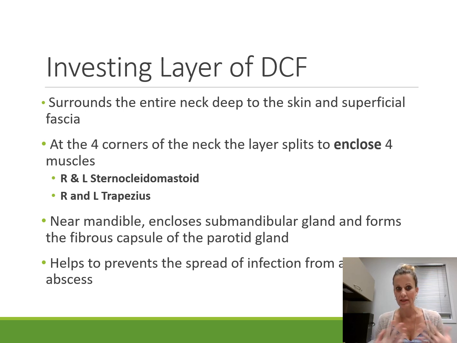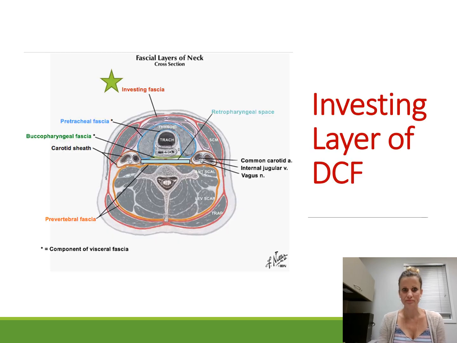The 4 muscles that it encloses are the right and left sternocleidomastoid, and then in the back, the right and left trapezius. Near the mandible, it also encloses the submandibular glands, and it forms a fibrous capsule that surrounds the parotid glands. The investing layer helps to prevent the spread of infection from a superficial abscess. An abscess is just like a cluster of pus, which occurs when there's an infection. So a superficial infection is prevented from traveling deeper because of this investing layer of the deep cervical fascia.